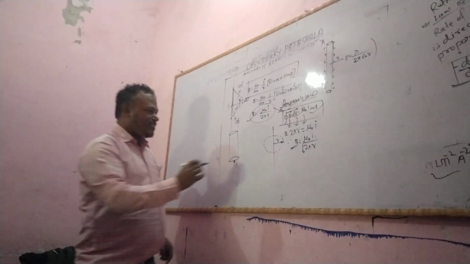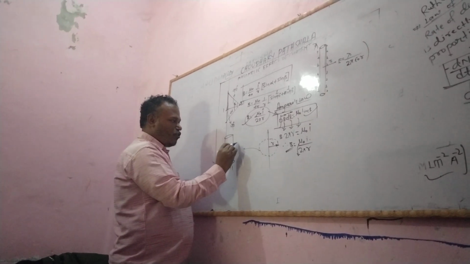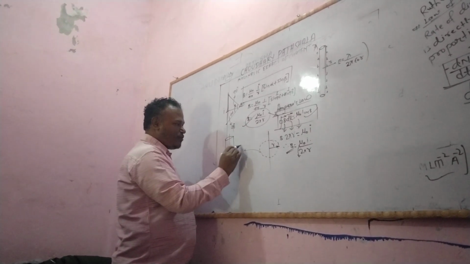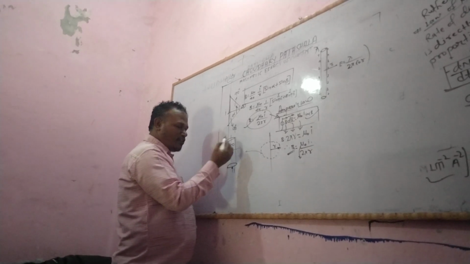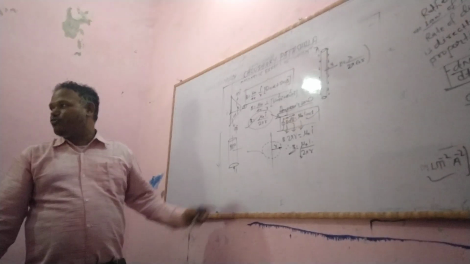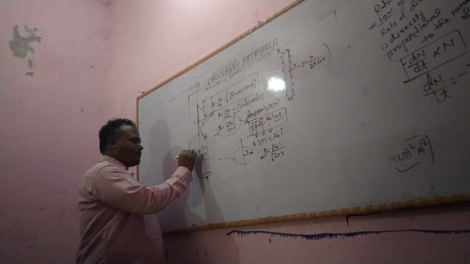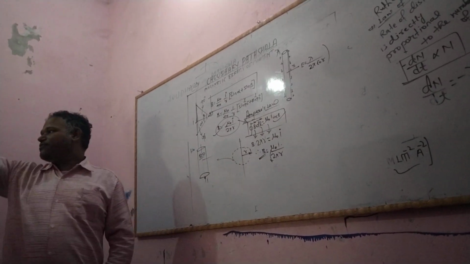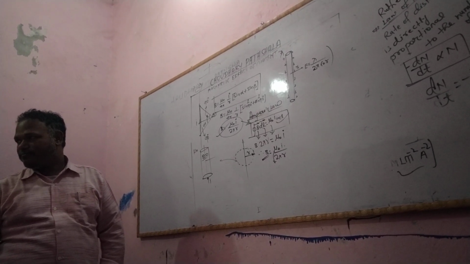And the formula will be the same outside. Outside the formula will be what? At a distance r. But inside the magnetic field will be 0, similar to how the electric field is 0, because no current is flowing through the inside. This is a hollow cylinder.